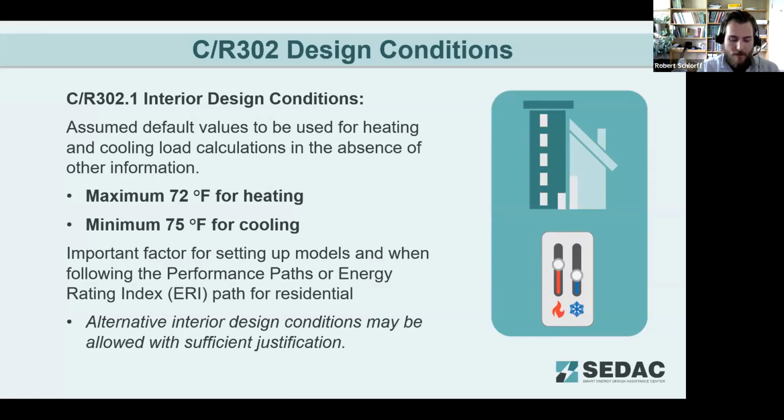In terms of designing your systems, you need to set the maximum for heating at 72 degrees and then a minimum for cooling at 75 degrees. Going cooler than that on cooling or going warmer than that on heating is not allowed within the code in terms of designing your systems.